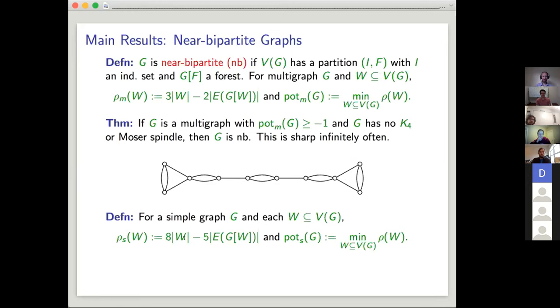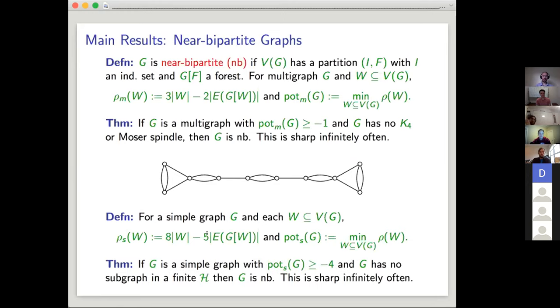So you've got this 8/5. Oh, so I defined it. Here's the theorem. It says if you're a simple graph with potential at least -4, and then we have this annoying little thing, no subgraph in some finite family H, which I'll say a little bit more about, then G is near-bipartite. And this is sharp infinitely often.